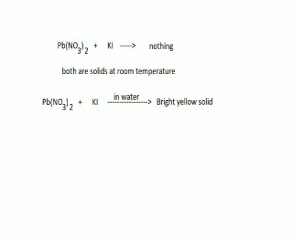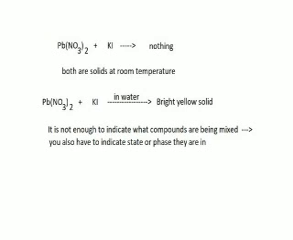If instead you dissolve these two compounds together in water, you get a very bright yellow precipitate out of it. They react quite readily if you dissolve them in water, and this is what we talked about as the important point. It is not enough just to indicate what compounds you are mixing together. You also have to indicate what state or phase those materials are in, because it makes a difference whether they will react slowly, quickly, or not react at all. And so we start having to talk about phases.